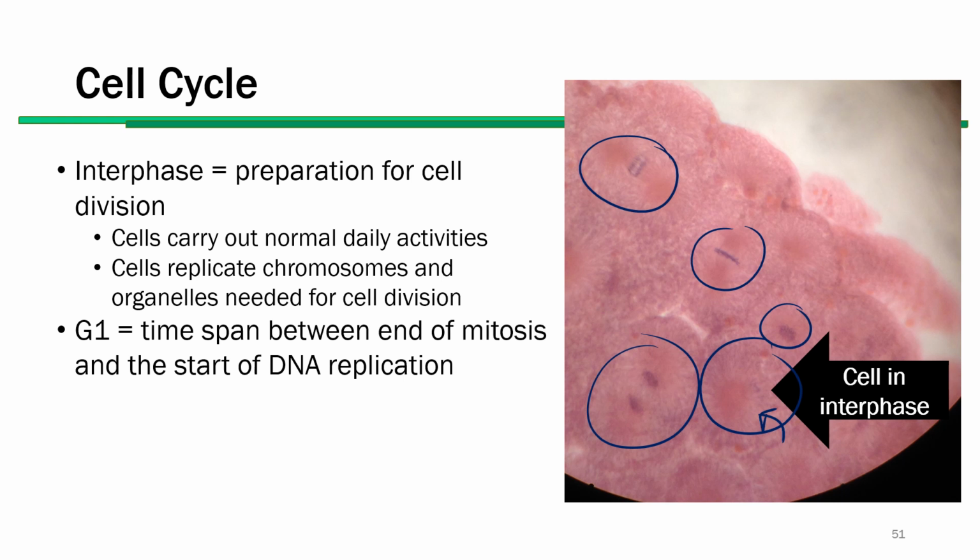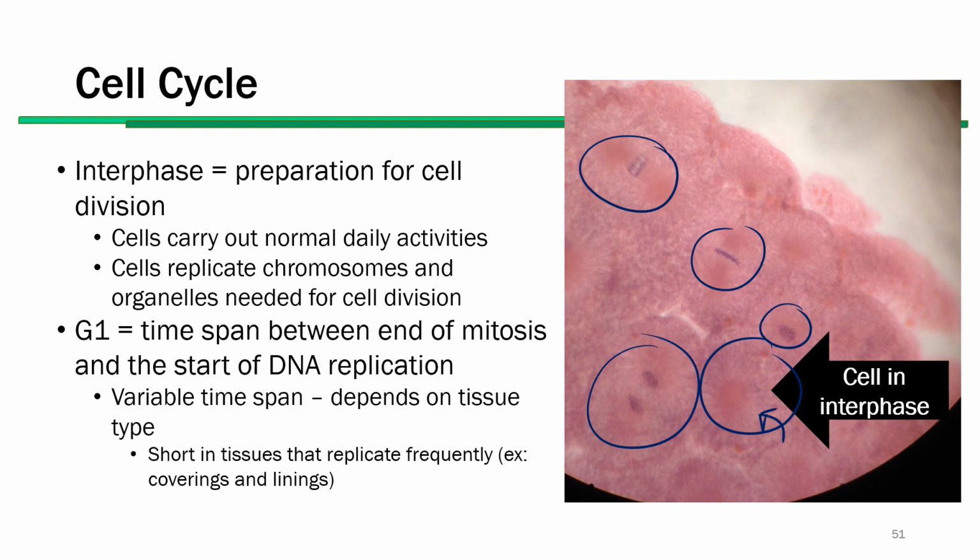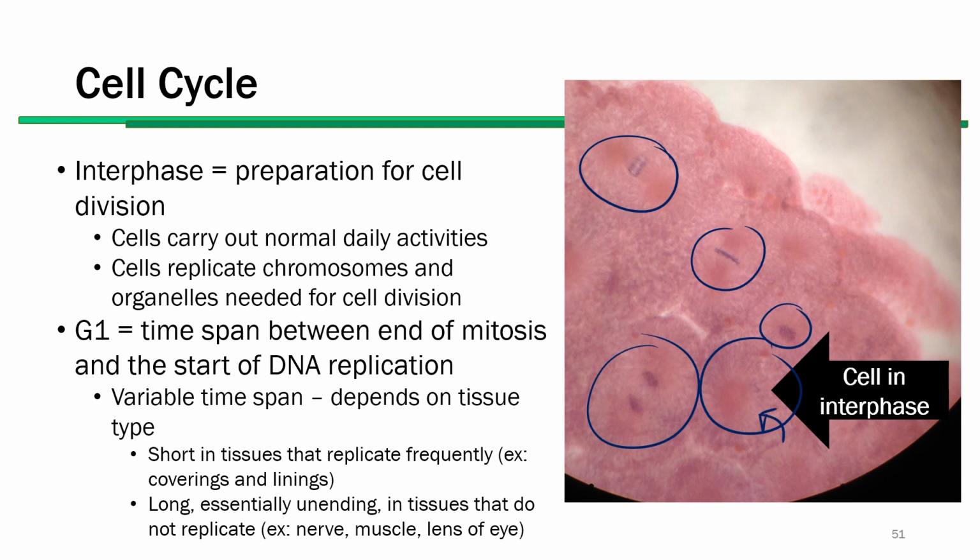G1 is the time span between the end of mitosis and the start of DNA replication. It's really variable. It depends on the tissue type, and it's short in tissues that replicate frequently, like coverings and linings, skin, intestines. It's long, essentially unending, in tissues that do not replicate, so nerves, muscles, lens of the eye. And there's actually also a G0 phase that some of those cells can just kind of go into and stay in if they're never going to divide.